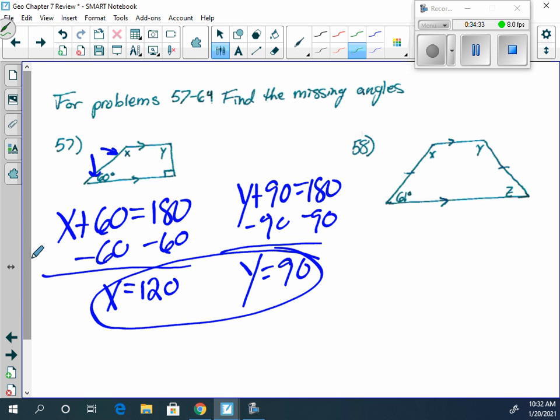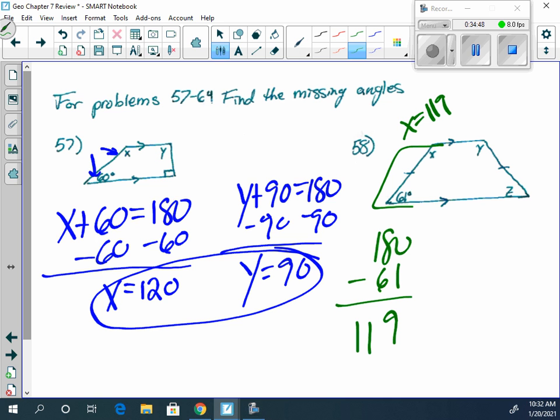Any questions on 57? On 58, x and 61 add together to be 180. So if I want to do a shorthand, well, we can do 180 minus 61, which will tell us that x is 119. What's the value of y going to be? And z is going to be 61.